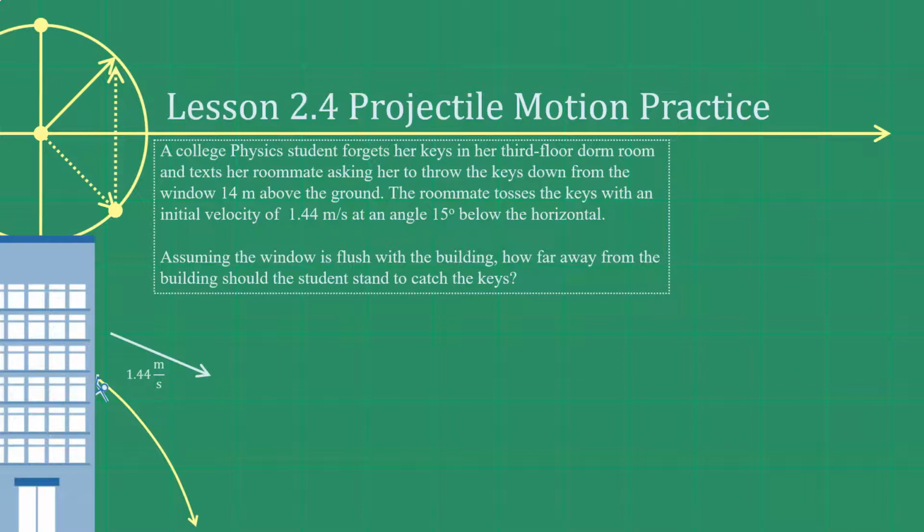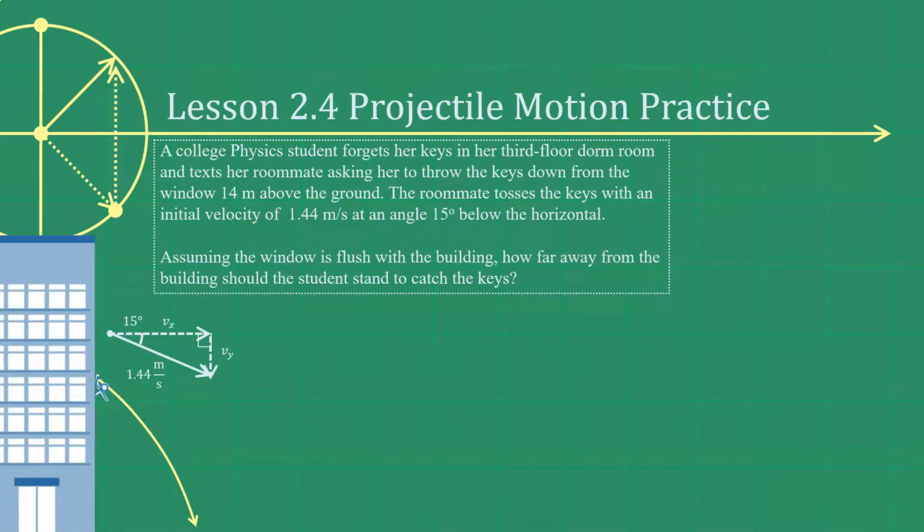So these keys are being thrown downward at an angle 15 degrees below the horizontal with an initial speed 1.44 meters per second. I can find the x and the y components of this vector, knowing that it's 15 degrees, and then I will know with what x velocity these keys were thrown and the initial y velocity, which will help me to solve the problem.